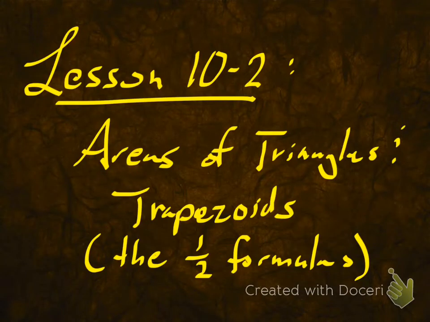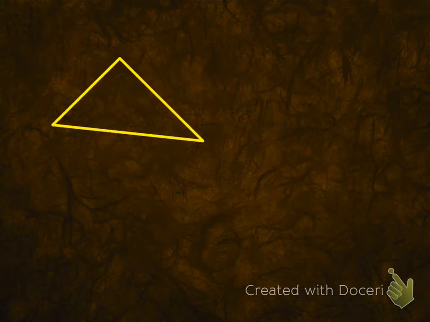Okay, welcome to lesson 10.2, and this is areas of triangles and of trapezoids. And I call these the half formulas because both of these formulas, as you will see, have a half in them. So let's get right into it. Let's start with the triangle.